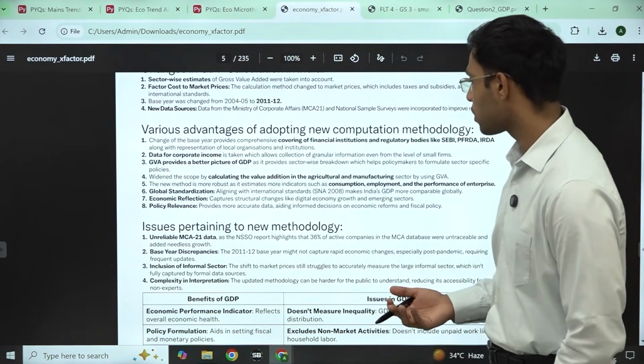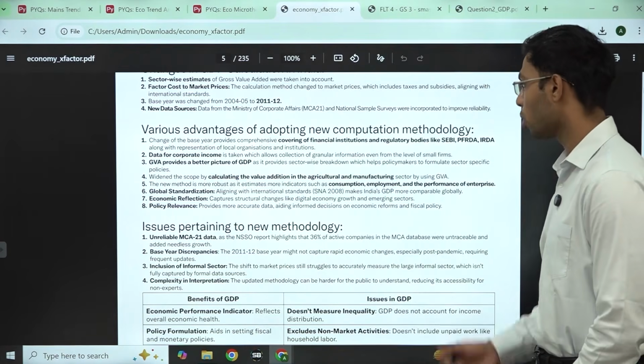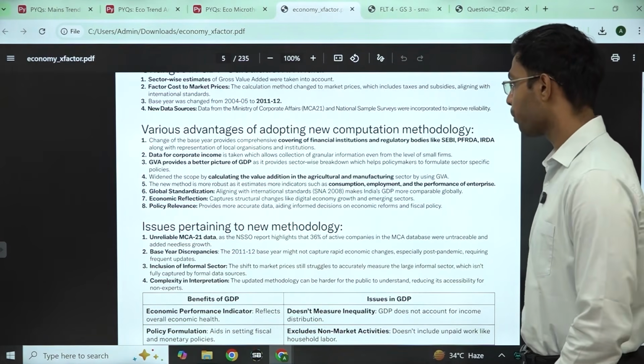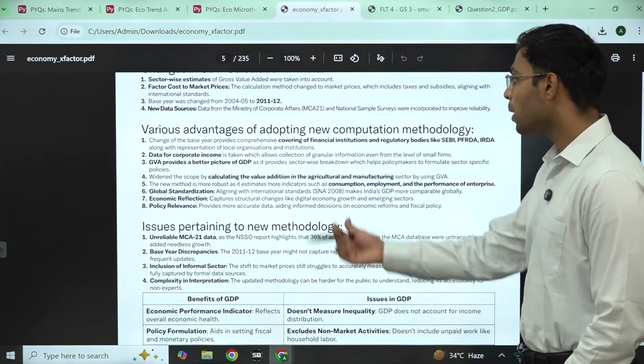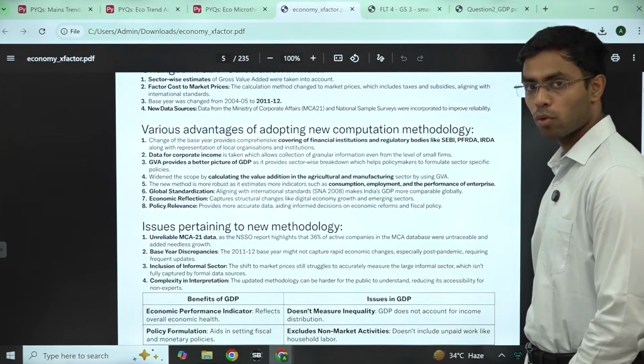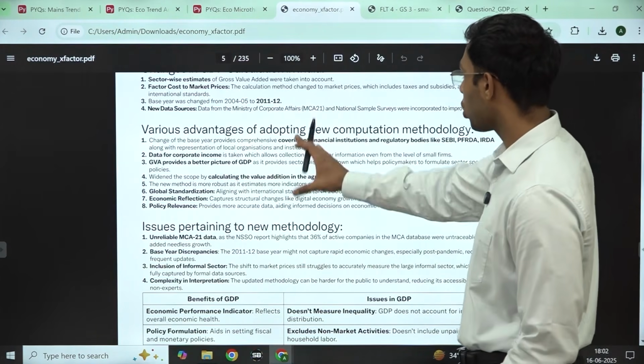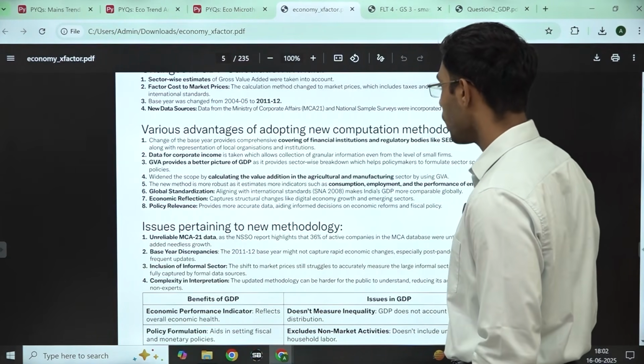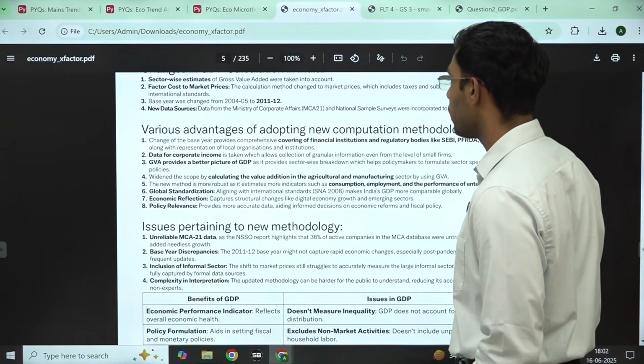Otherwise, you would not change an existing system unless you expect something good to come out of it. So what are the various advantages? GVA provides a better picture of GDP, which is one of the major things, right? This is a sort of argument that you have to give. Economic reflection, policy relevance, right?